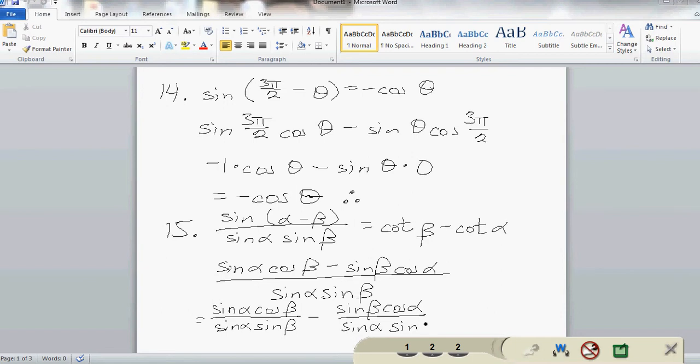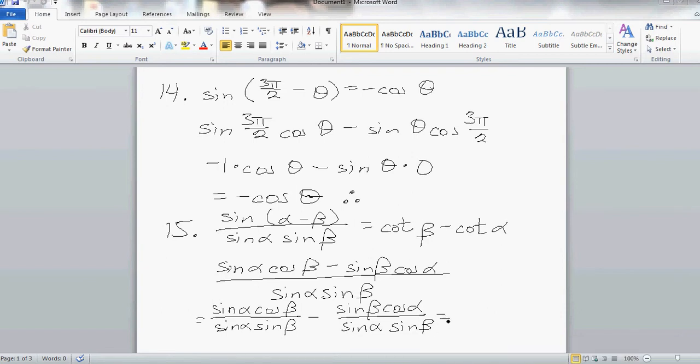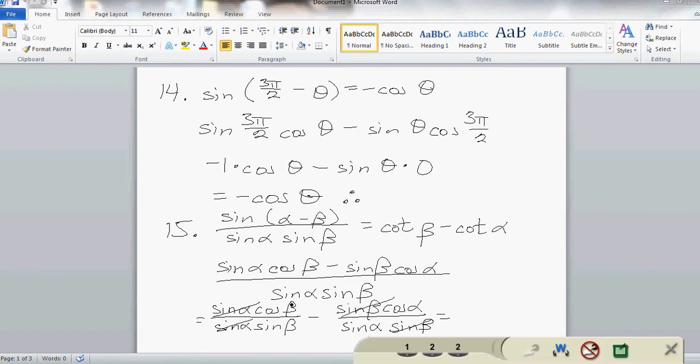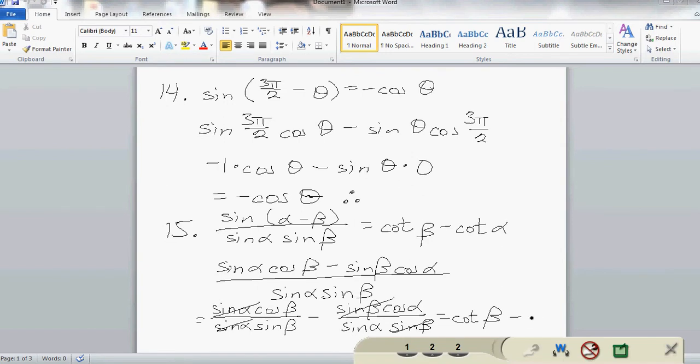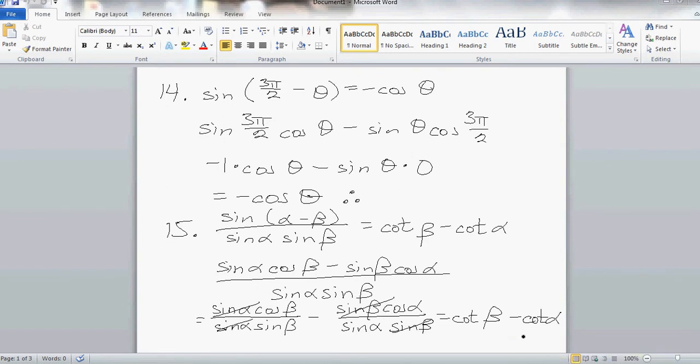And then let's see, the sine of alpha will cancel here, and the sine of beta will cancel here, and then cosine of beta over sine of beta is cotangent of beta. Cosine of alpha over sine of alpha is cotangent of alpha, which is exactly what we wanted it to equal. So we have proven what we needed to prove.